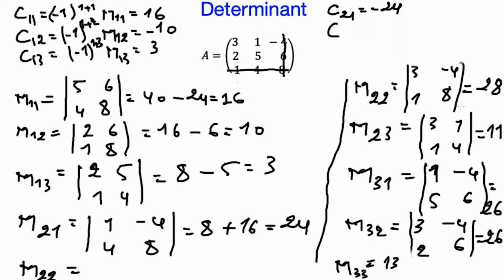And C22 is 28, so 2 plus 2 is 4, so it will be 28, because minus 1 power 4 is 1, so 28. And C23, which is equals, here 2 plus 3 is 5, so minus 1 power 5 is minus 1, so it will be minus 11.